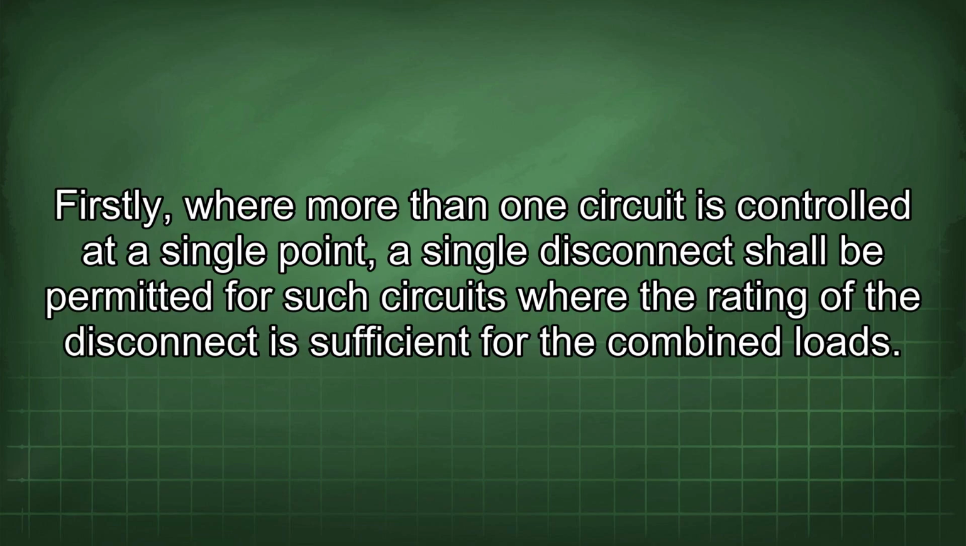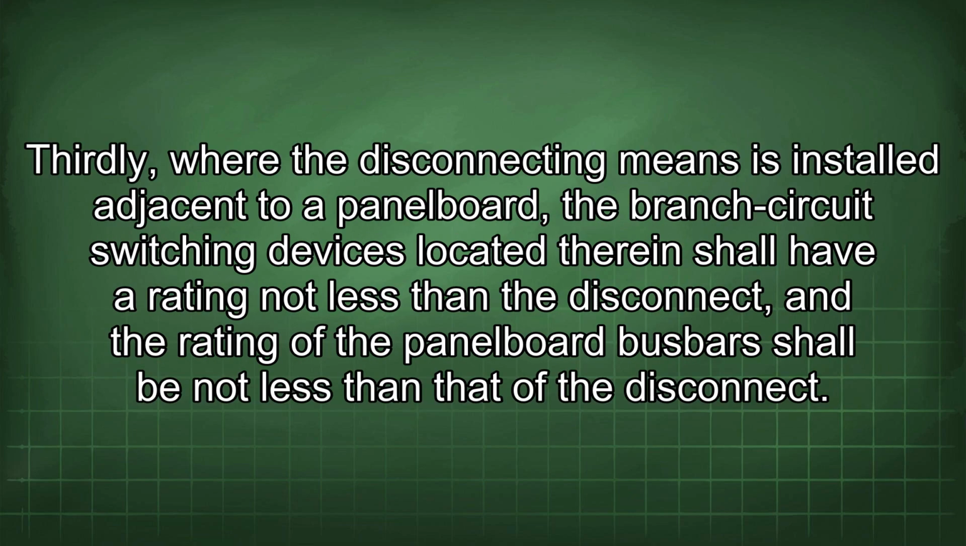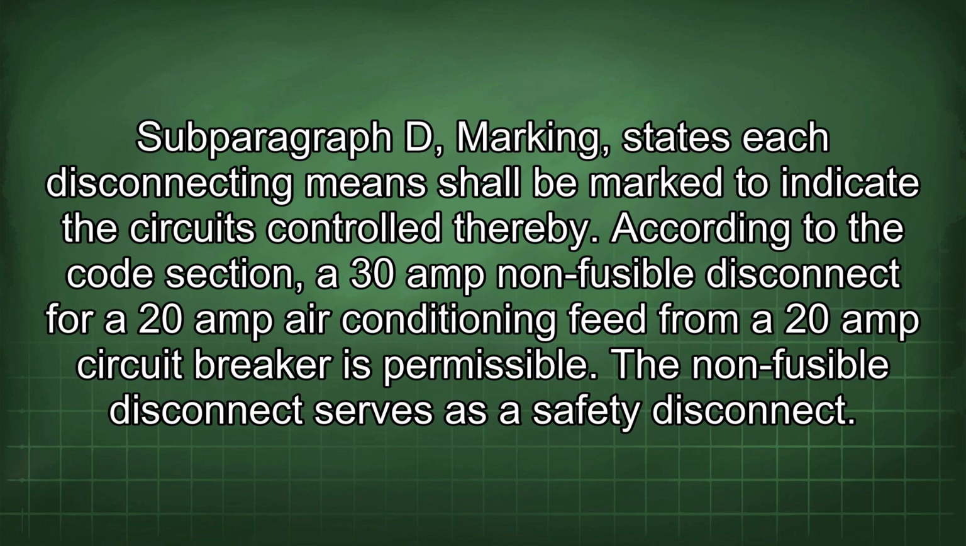Firstly, where more than one circuit is controlled at a single point, a single disconnect shall be permitted for such circuits where the rating of the disconnect is sufficient for the combined loads. Secondly, where more than one building or structure is supplied, the disconnecting means shall be grouped and shall be located in an accessible location for each building or structure. Thirdly, where the disconnecting means is installed adjacent to a panel board, the branch circuit switching devices located therein shall have a rating not less than the disconnect, and the rating of the panel board busbars shall be not less than that of the disconnect. Subparagraph D, marking, states each disconnecting means shall be marked to indicate the circuits controlled thereby.